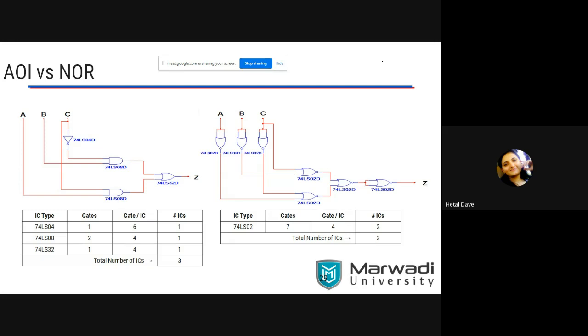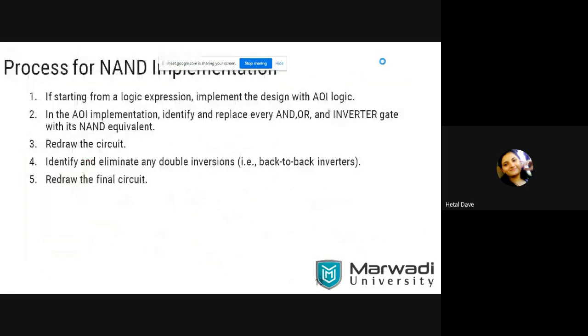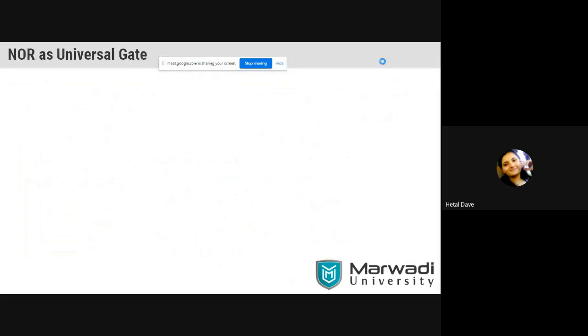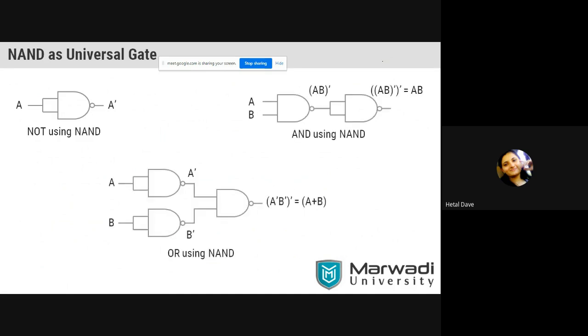But we need to have a proof of it. That's why we will have the hands-on experiment on this particular explanation. So what is your aim? You need to implement these 6 circuits. First, NAND as a NOT, NAND as an AND, NAND as an OR.